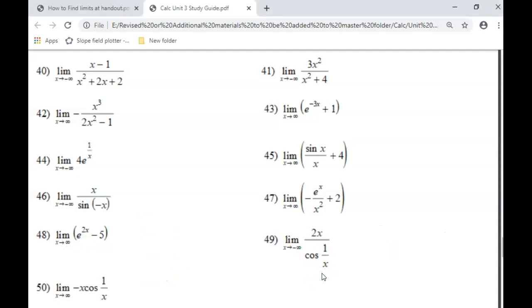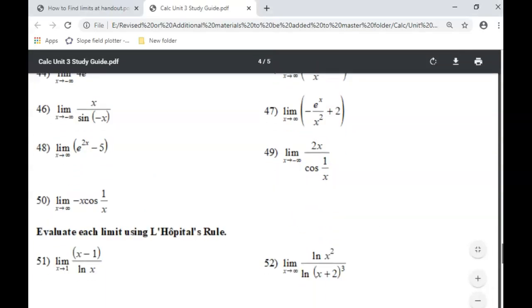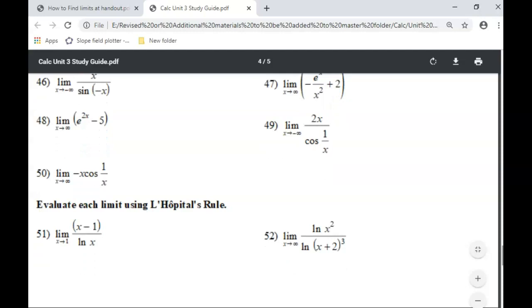Continuing on. Woo! Tired. A lot of work here.